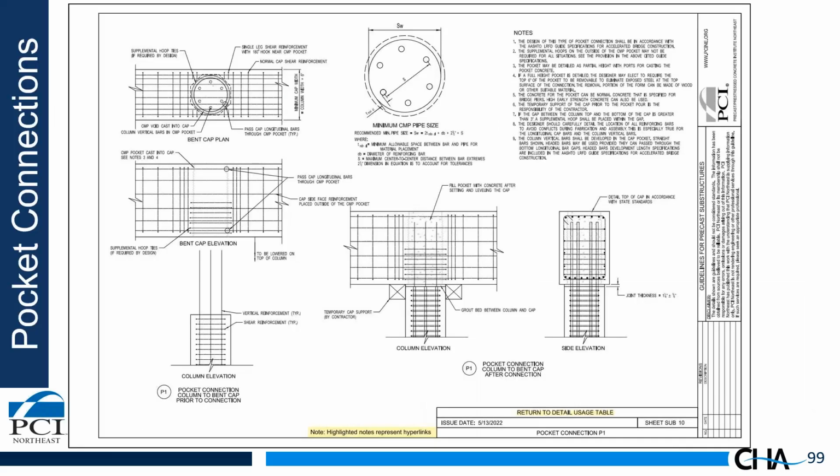Now we're going to get into some of the newer connections that came out of the AASHTO guide specification that were not previously covered in this document. This is a detail for pocket connection P1. Now, a pocket connection is defined by AASHTO as when reinforcing from one element projects into a pocket or void in the adjacent element. In this case, we have a column with reinforcing bars projecting from the top of the column into a void in the cap element, and this void again is made with corrugated metal pipe.